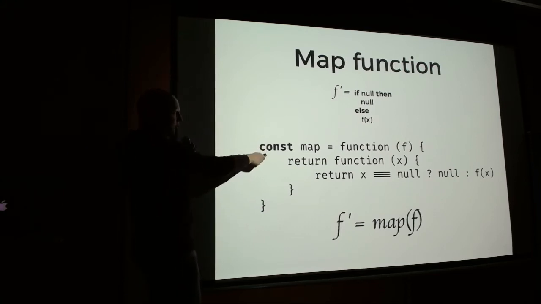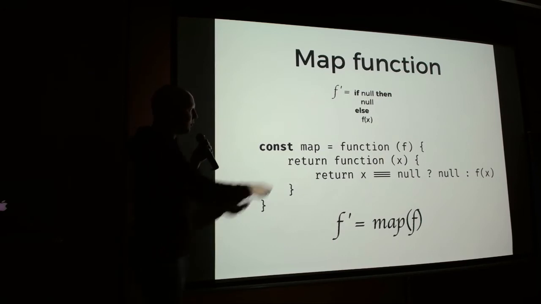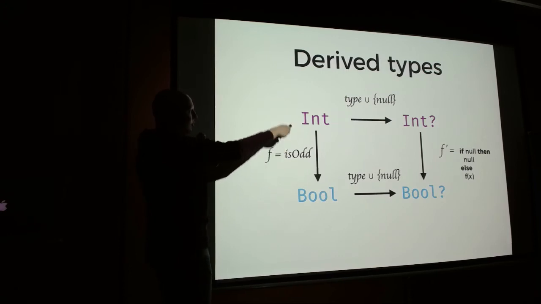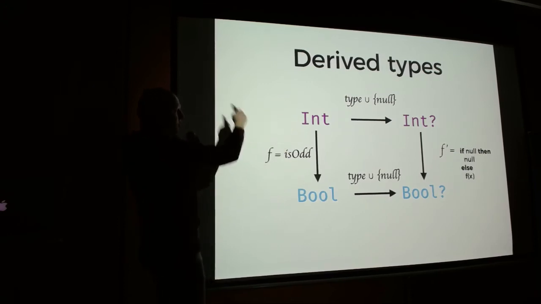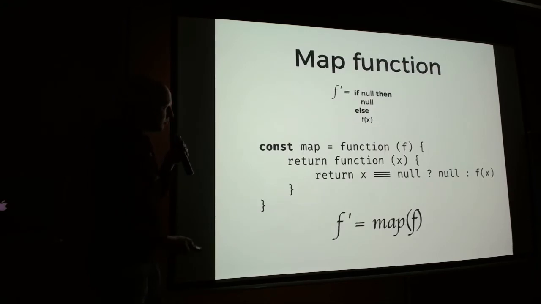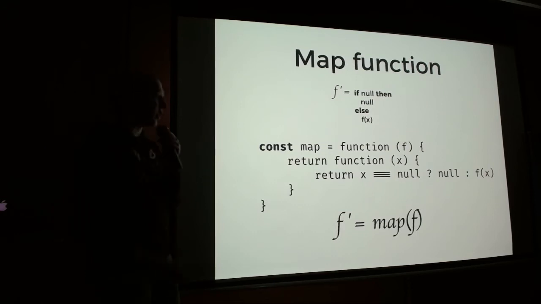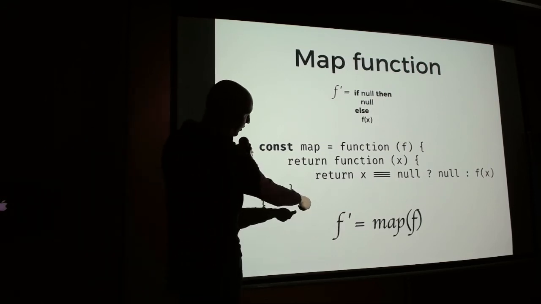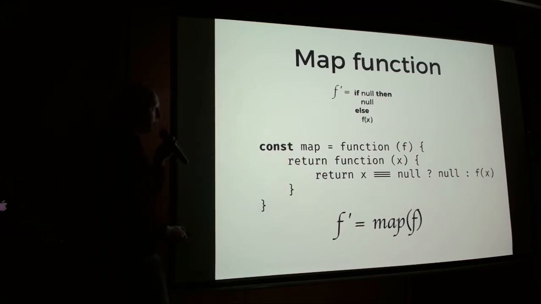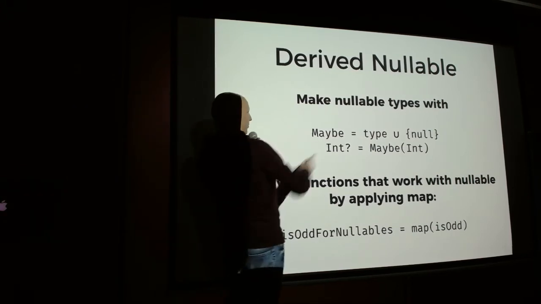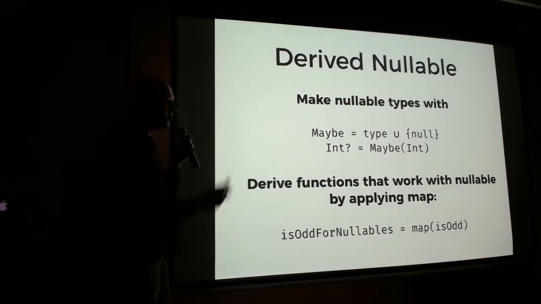I can apply this function to any kind of function, with any kind of types, right? It can be a function from int to bool, from bool to int, from int to string, and so on and so forth. I can kind of move this function over to the land of nullable types, right? So my new function is just map applied to the original function. So we can make arbitrary nullable types this way from any type, right? We just need to take the type and attach the null element to it.